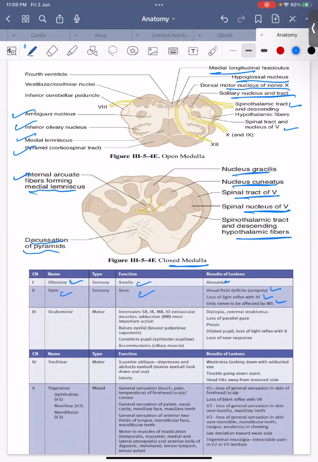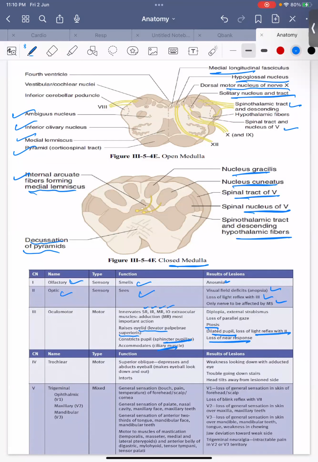Cranial nerve 3rd is motor. It supplies the motor innervation to the muscles of the eye, that is the superior rectus, inferior rectus, medial rectus, and inferior oblique. And it also raises the eyelid by supplying the levator palpebrae superioris. It supplies the sphincter pupillae, causing pupillary constriction, and accommodation using the ciliary muscles. Injury can cause diplopia, external strabismus, ptosis, dilated pupil, loss of the light reflex, and loss of the near response or accommodation.